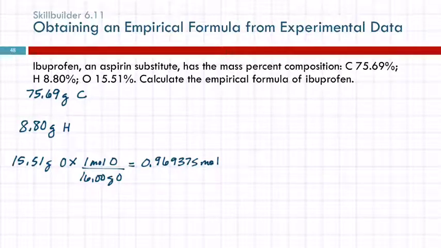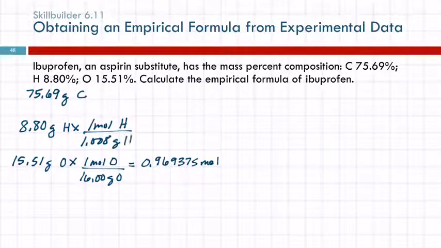For the hydrogen, 1 mole of hydrogen, 1.008 grams of hydrogen, 8.8 divided by 1.008. This is 8.73. Carry 2 extra digits, so 2 moles of hydrogen.